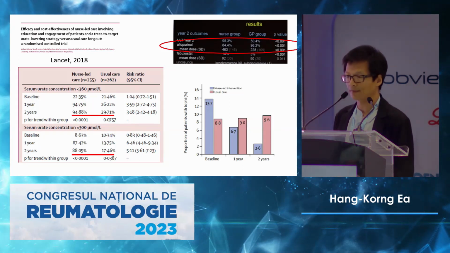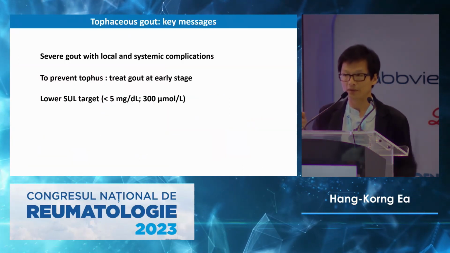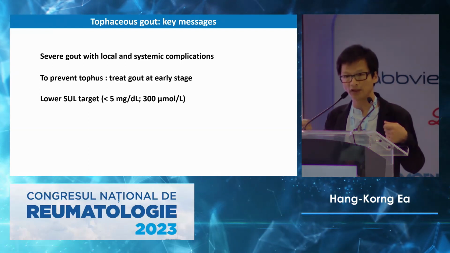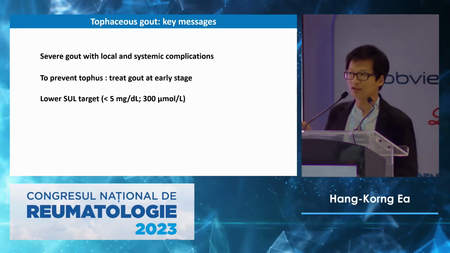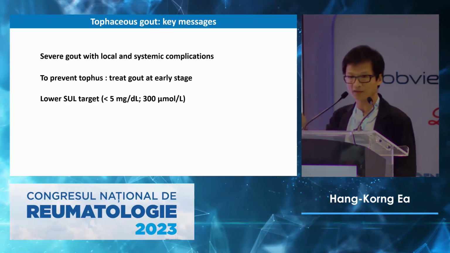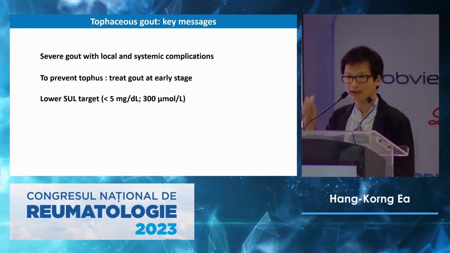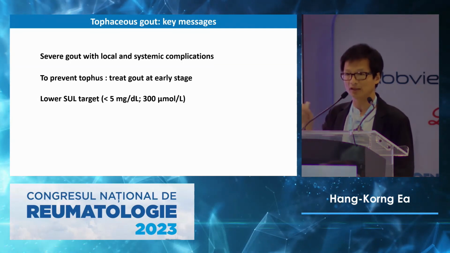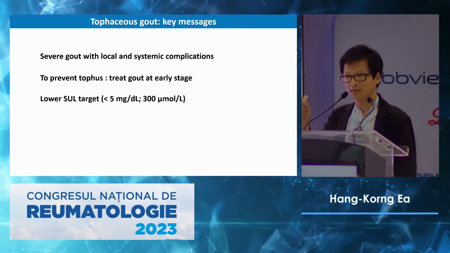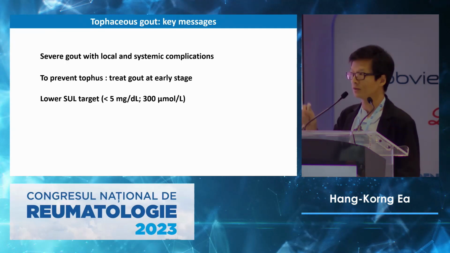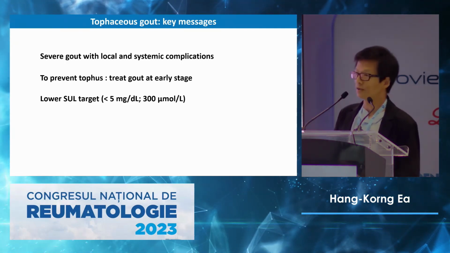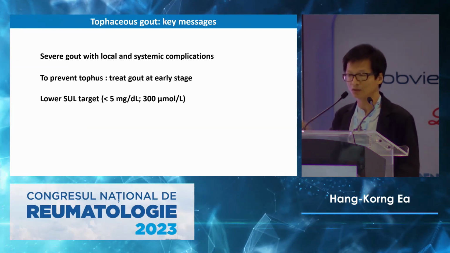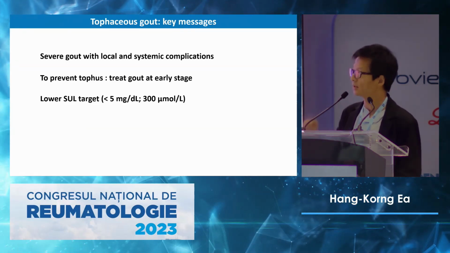So it means that effectively we can reduce these tophi, but again, the most important message is not to treat to target the tophi, but to prevent the occurrence of the tophi. So we need to treat the patients earlier, before bone damage is observed. And we need to have a lower target in order to accelerate the dissolution.